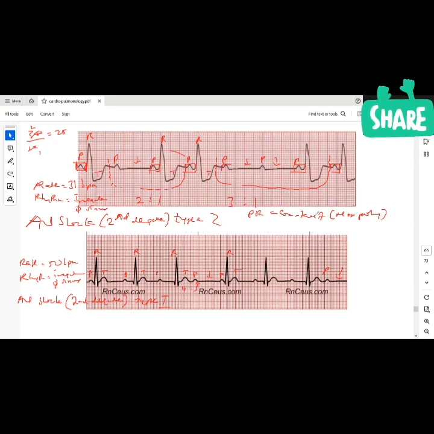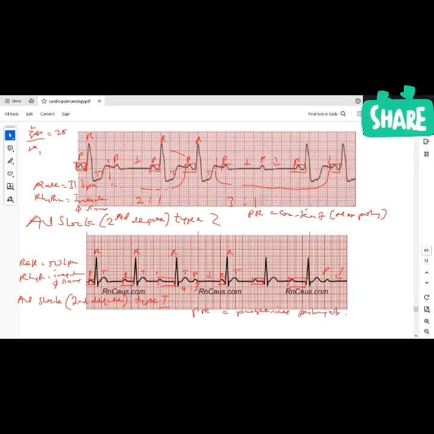But you see, for type 1, there's a progressive change. Look at the PR interval for the first. What happens to the PR interval for the second? You can see it's longer than the first. The third one is longer, and then you now have the dropped beat. And this one too: normal PR interval, prolonged, even longer, then dropped. So for this one, there's progressive prolongation of the PR interval before the dropped beat.